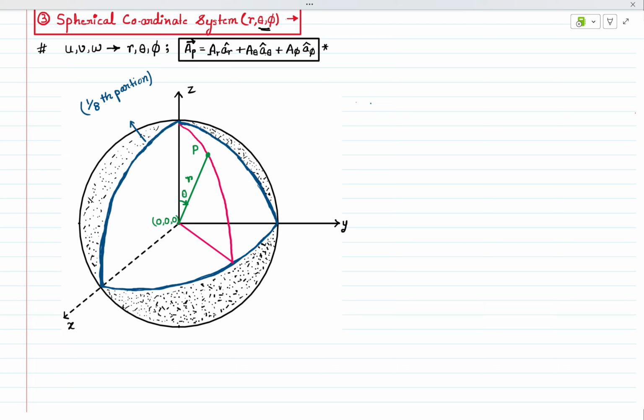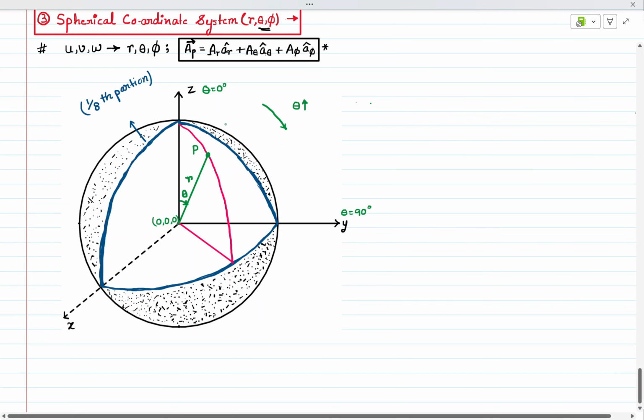This angle is nothing but called theta. Okay, this is nothing but theta. It means I can also write this is theta equal to 0 degree and this is theta equal to 90 degree. Theta is increasing in this direction, like this. In this direction, theta increases. So what is theta? Theta is nothing but the angle produced by the point P with respect to the z axis.